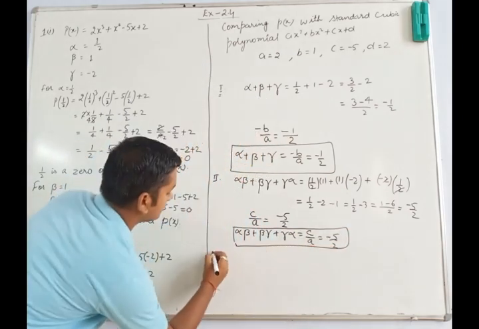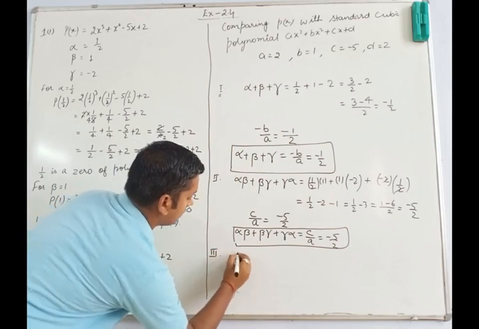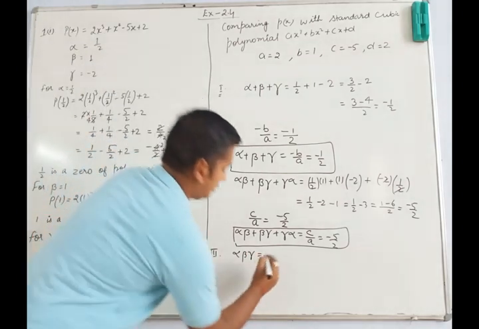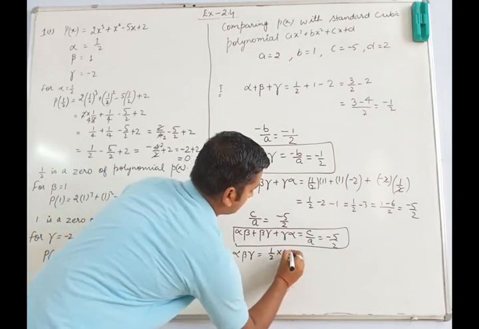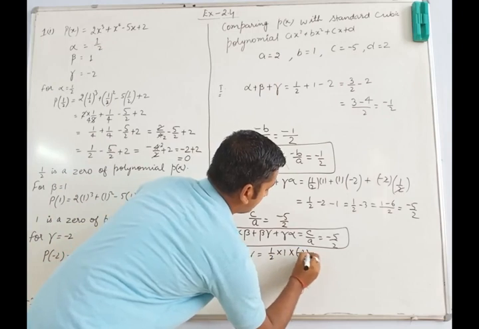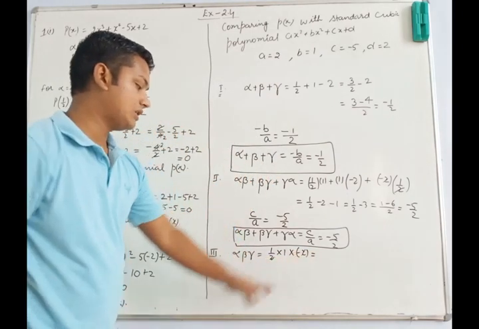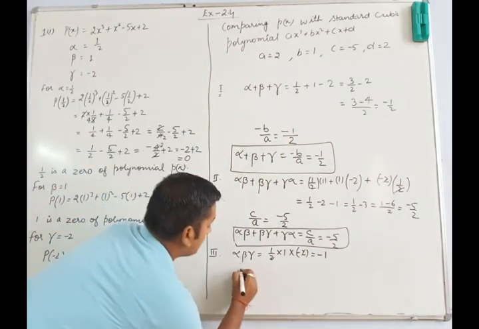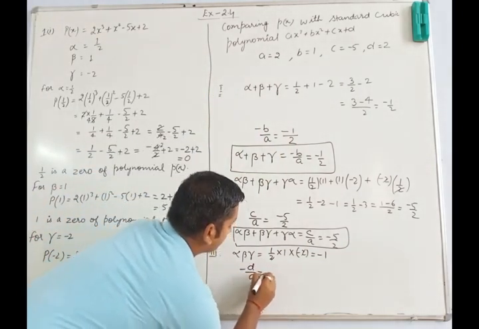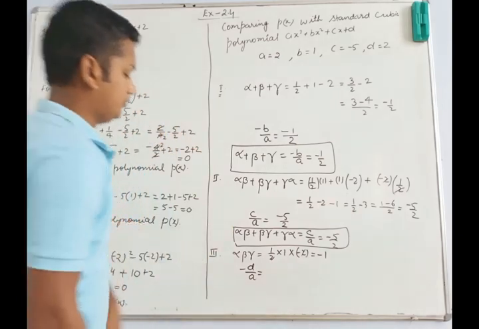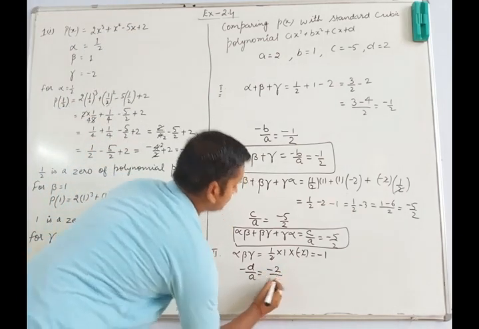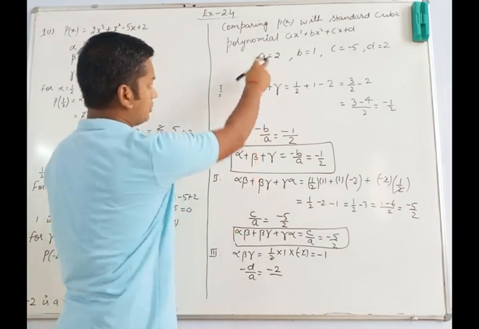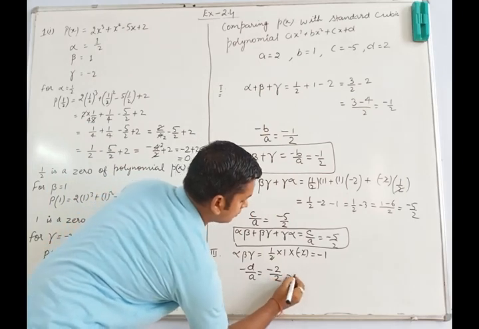Now the third relationship, alpha beta gamma, the multiplication of these three: half into 1 into minus 2. So 2 and 2 will cancel out, you are having minus 1, so the multiplication of all these will become minus 1. And minus d upon a. Minus d is what? Minus 2, from the formula, and the value of d is 2, and the value of a is 2. So you will be getting minus 1.